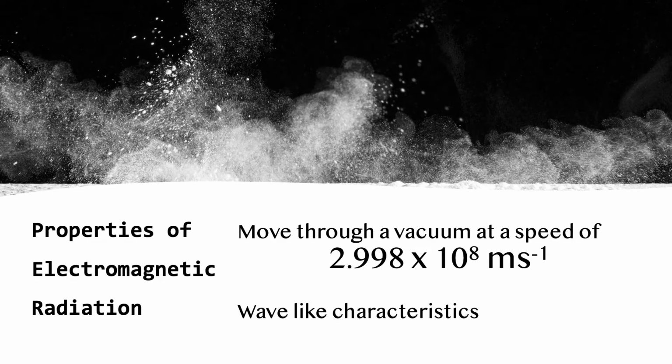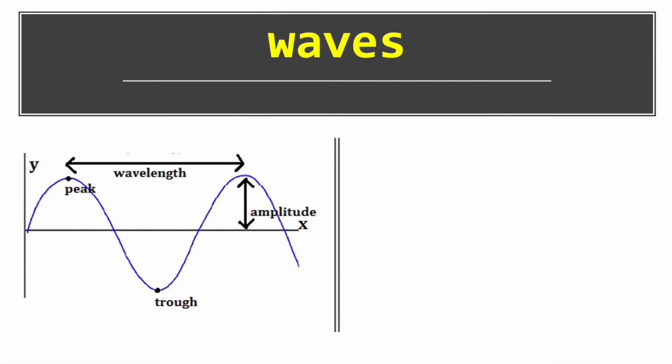And they have wave-like characteristics. Let's see what these wave-like characteristics are. Waves consist of peaks and troughs. The topmost points are peaks and the bottommost points are troughs. The distance between two adjacent peaks is called a wavelength. Wavelengths are measured in any unit that is used to measure distance, like nanometers, meters, even kilometers.